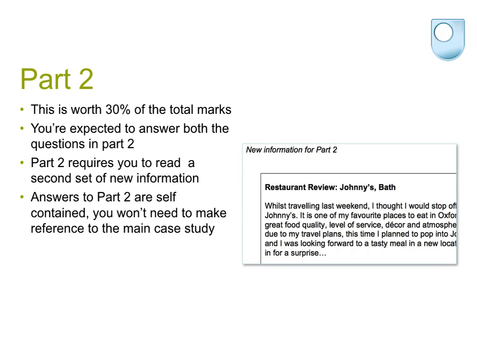One of the reasons why students fail B690 is that they do not attempt Part 2. Do ensure that you have a go. In order to attempt the questions in Part 2, you will need to read a second set of new information. This new information takes the form of a letter or email or bulletin board post, for example, and presents someone's views about the business referred to in the main case.